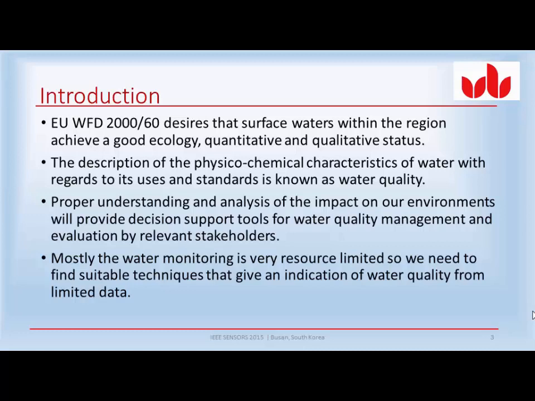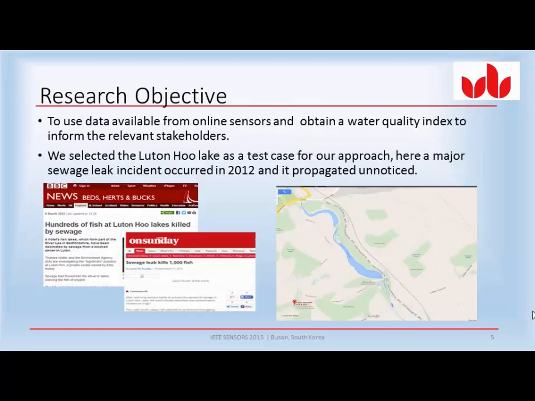The main problem we have is that water monitoring is very resource limited, even in developed countries. So we need to find suitable techniques that give an indication of the water quality from limited data. We usually don't have access to a large amount of data. We have to make do with a limited amount of data and get suitable markers and indicators to the relevant stakeholders so that they can make a decision about the quality of the water. So the main research objective is to use the data available from online sensors and obtain a water quality index to inform the relevant stakeholders.